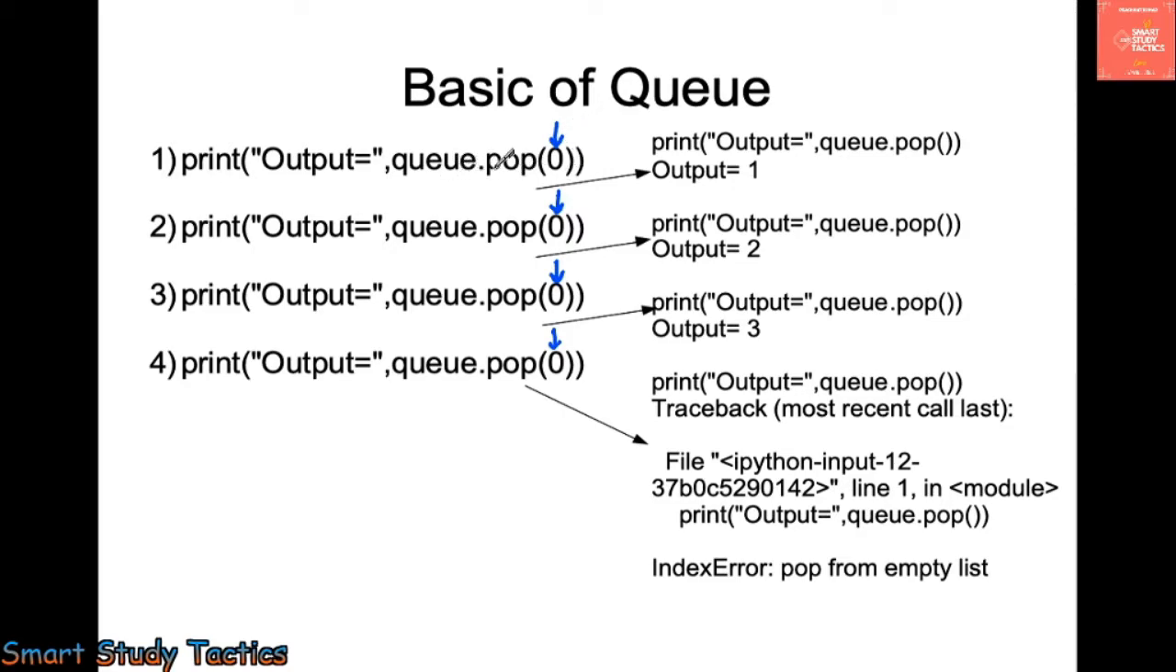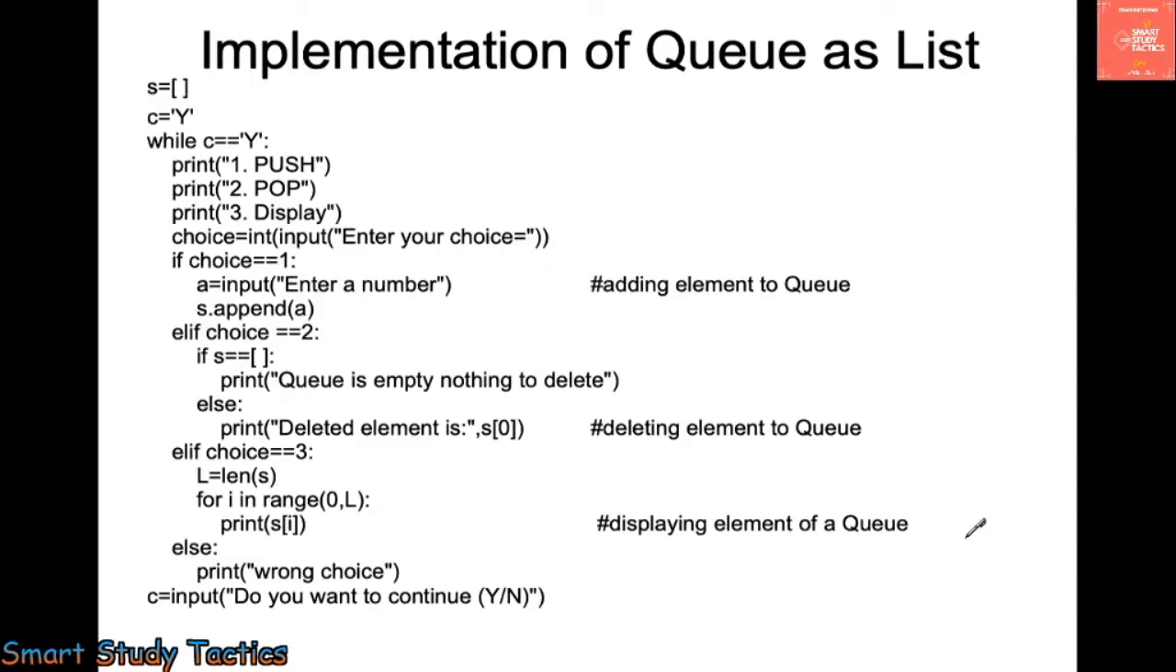So you can see q.pop, I am going to remove the 1, q.pop, I am going to remove the 2, q.pop, I am going to remove the 3. Now q is empty, so it is going to generate this error: IndexError, pop from empty list. So I think this is pretty clear to everyone. Make sure, my dear students, if you have not watched the previous video, you must watch it and then it is going to be clear to you.